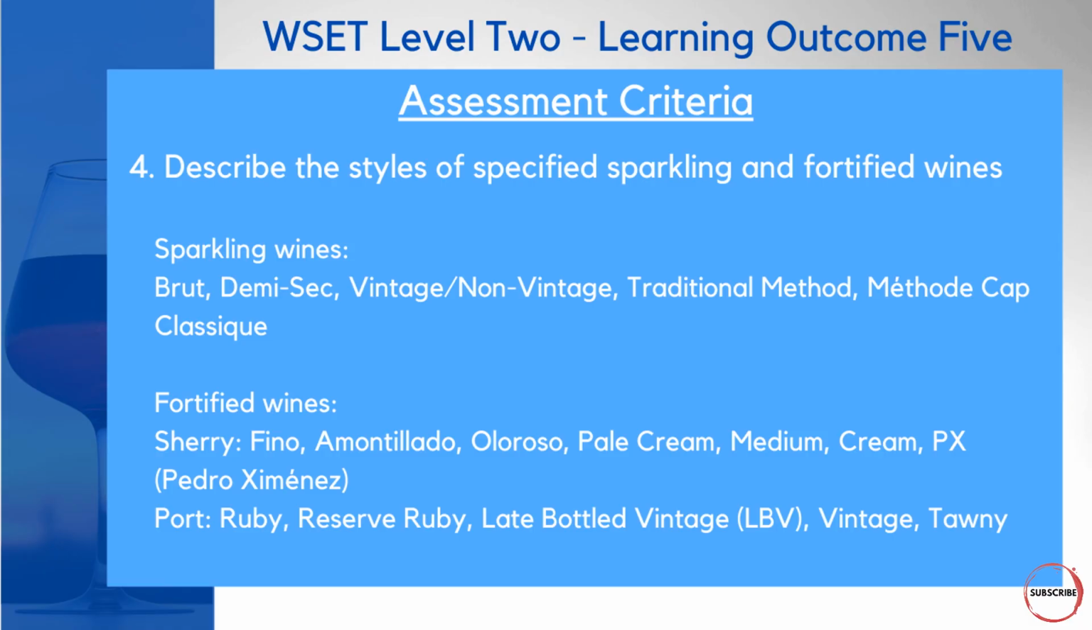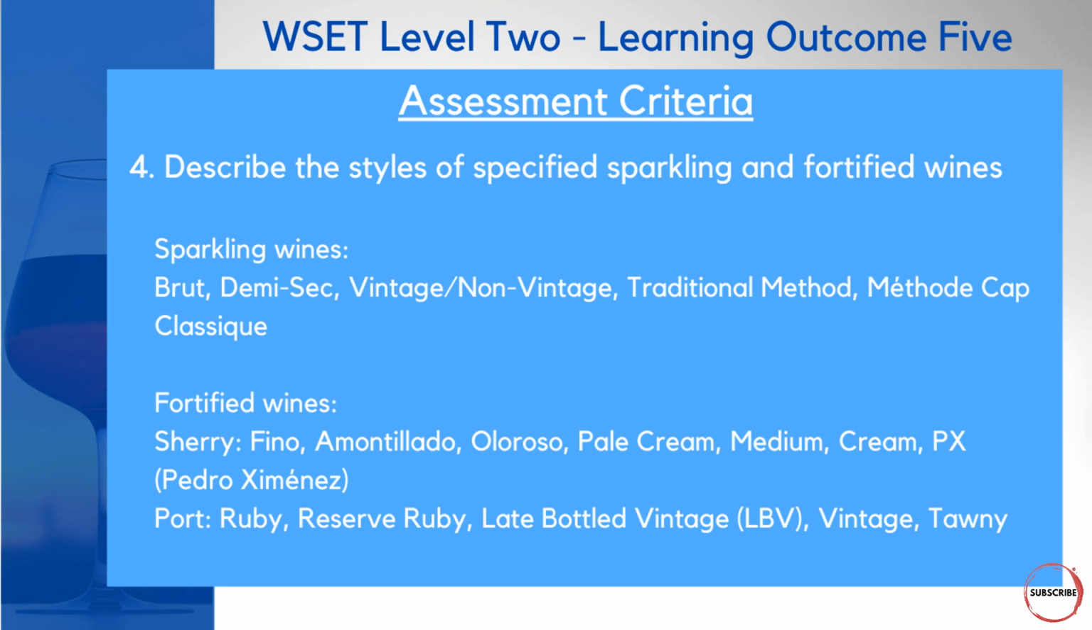Now, talking about some of those styles you might expect from a sparkling or fortified wine, let's move on to assessment criteria number 4, where you're starting to look at the various styles that are available. So for sparkling wines, when we had the question about dosage, I was talking about things like brut, demi-sec, certain styles, dryness of the wines. You'd be able to differentiate between a vintage or a non-vintage. And you'll also be covering off traditional method as a style, but also something called method cap classique, which is what traditional method goes by in South Africa.